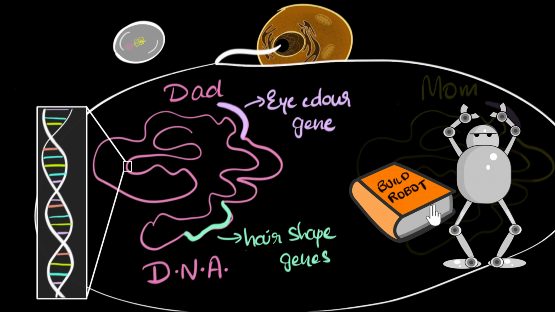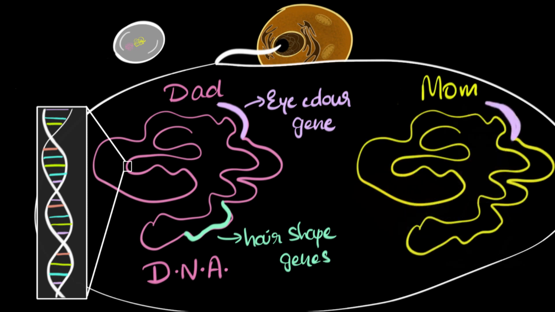Then each page we will call a gene. So the whole book is like the DNA. The pages which contain the instructions for specific things are like the genes. Anyways, remember that genes contain instructions to build proteins. And we have two copies of them. One we have dad's copy and one we have mom's copy.